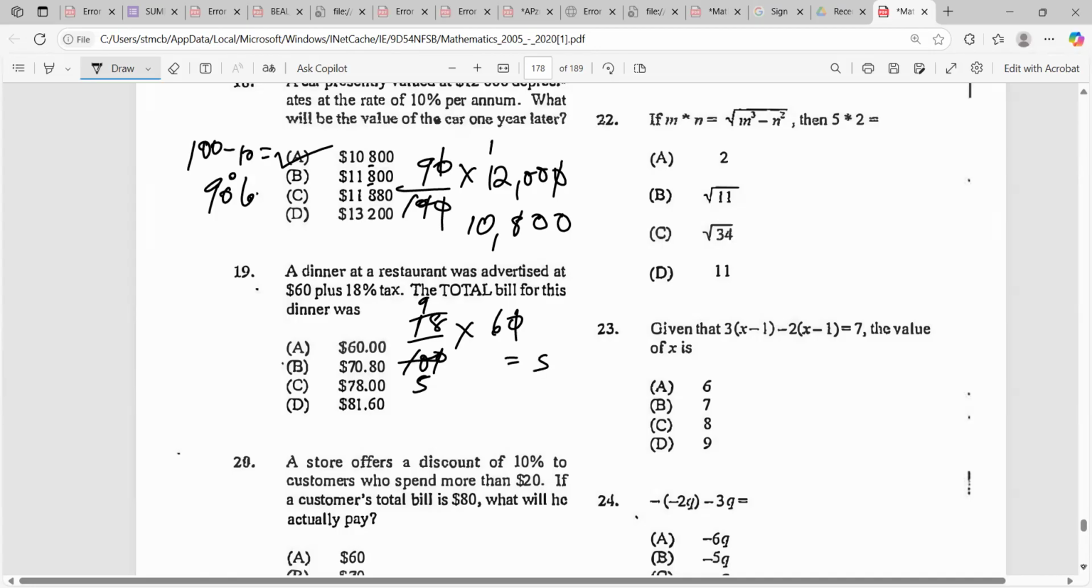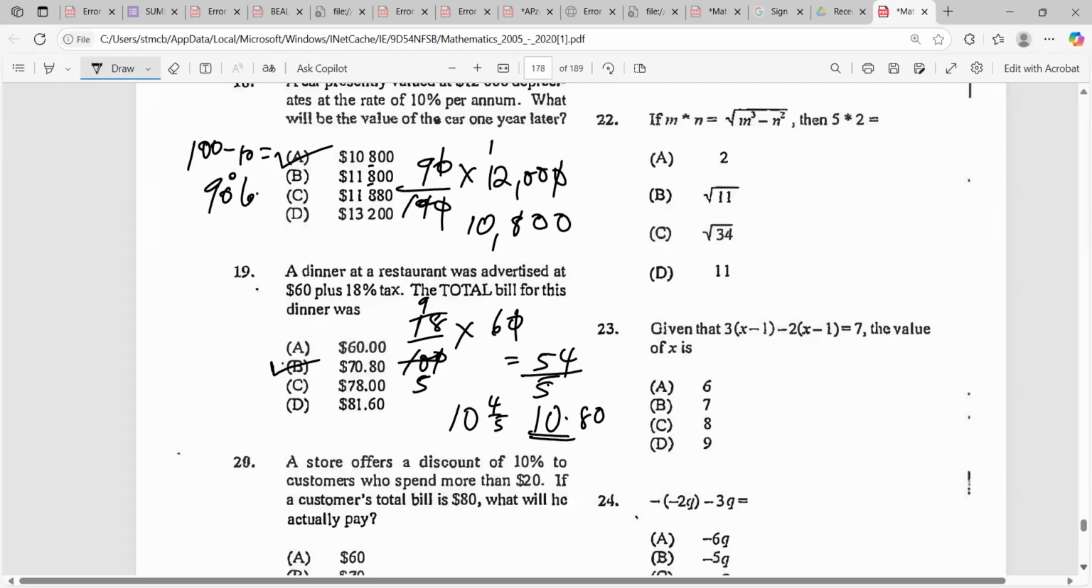9, 6 is 54 over 5. So 5 into 54 goes 10 times. I mean that 4 over 5. 4 over 5 is the same thing as 0.8. So an additional $10.80 goes on top of the 60. So that was $70.80. Yeah. So that would have been B.